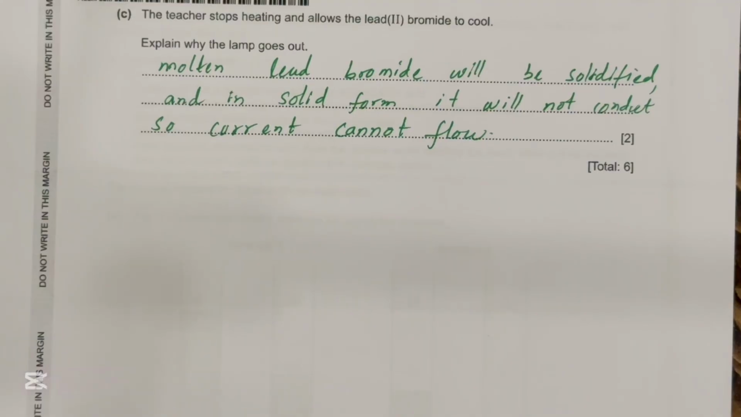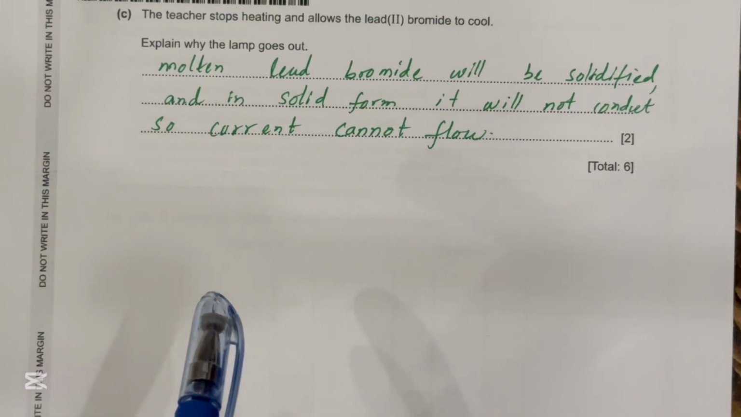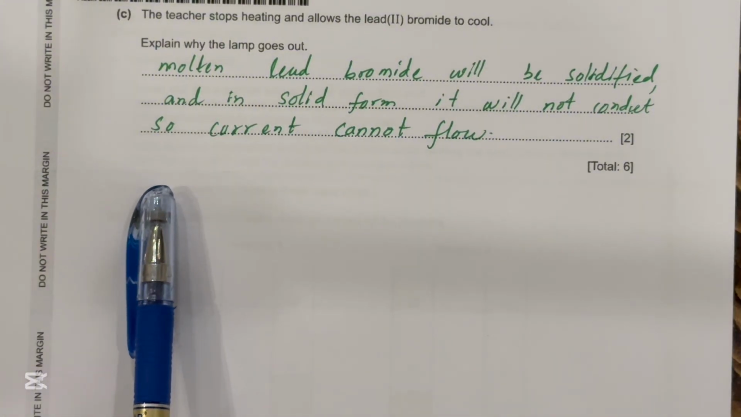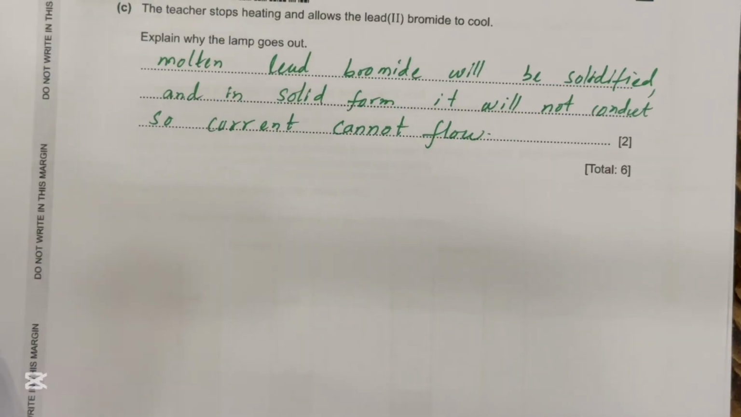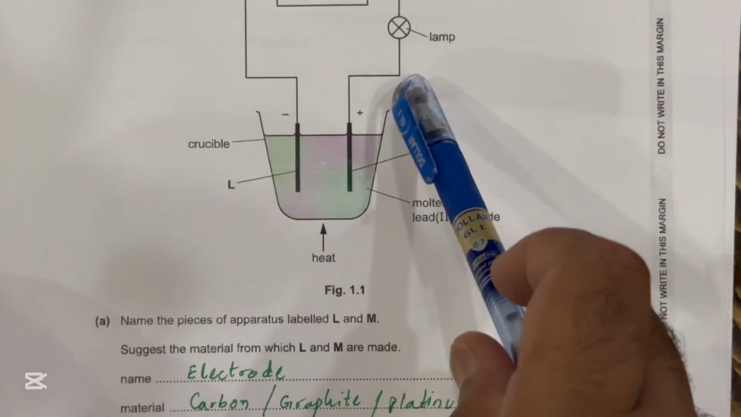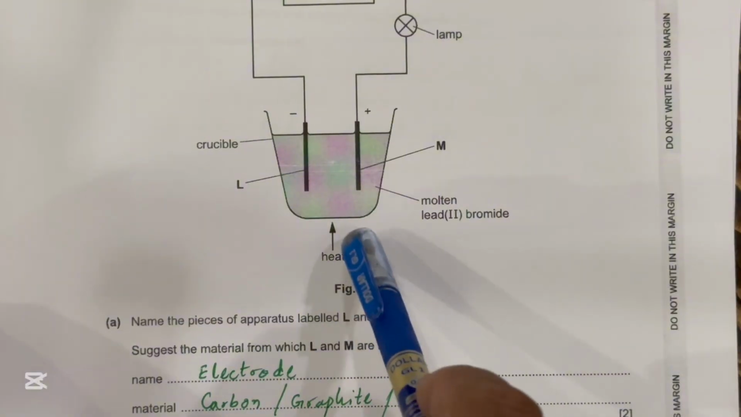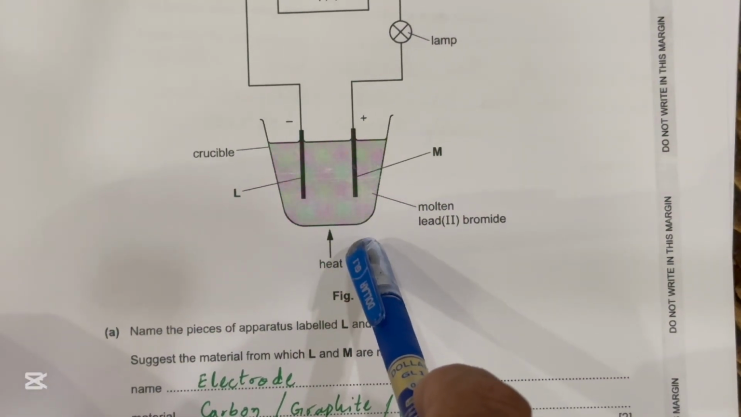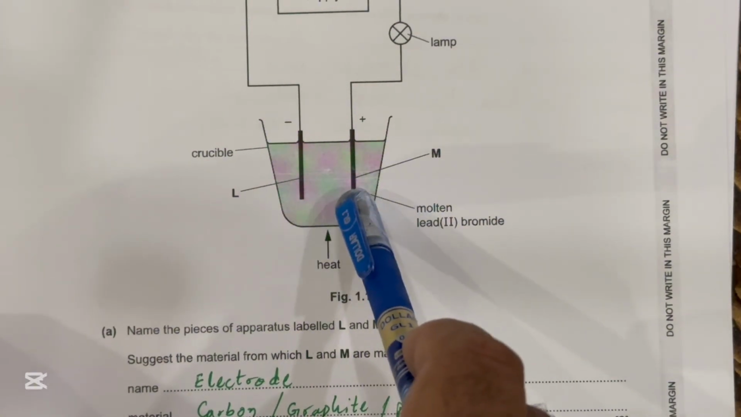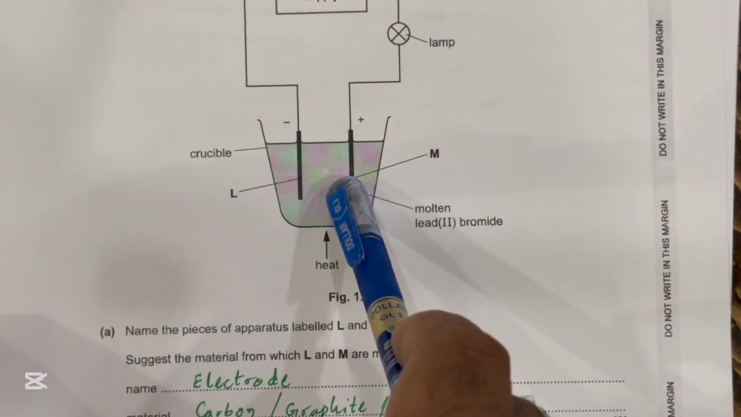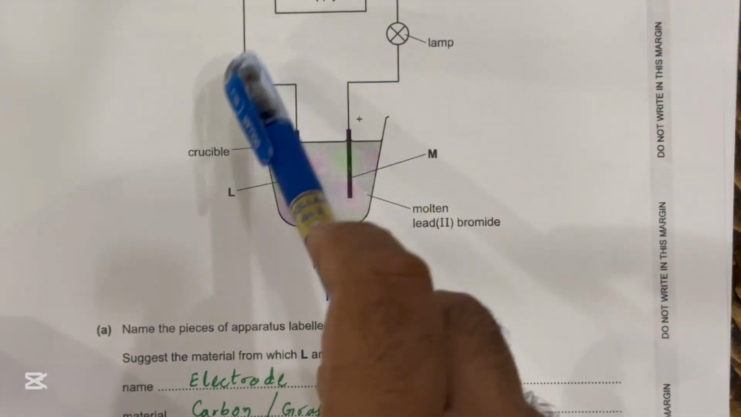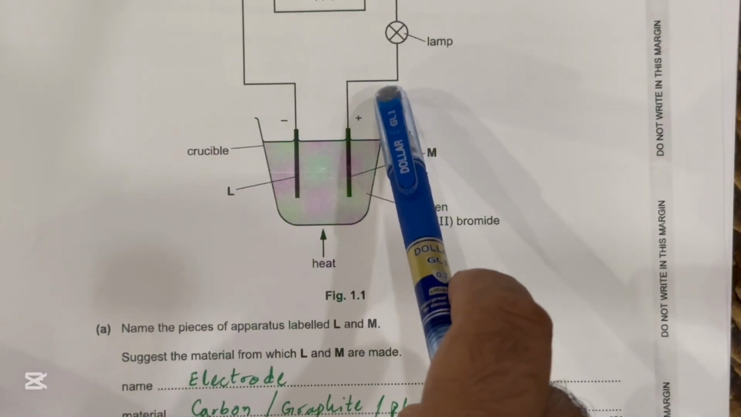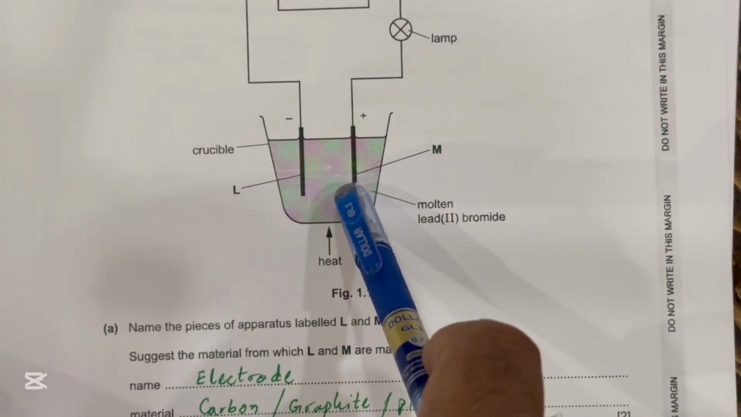Moving to the next part, the teacher stops heating and allows the lead(II) bromide to cool. Explain why the lamp goes out. First we need to see the apparatus. If you are a physics student, you would be able to understand easily. It means that when heat is not provided, the lead bromide would no longer be in the molten state and it will become solid. When it becomes solid, it will not allow the charges or free electrons to move through it, so the circuit would not be completed and the lamp would not be powered on, as the circuit would be discontinued.